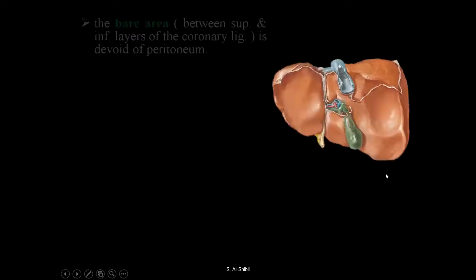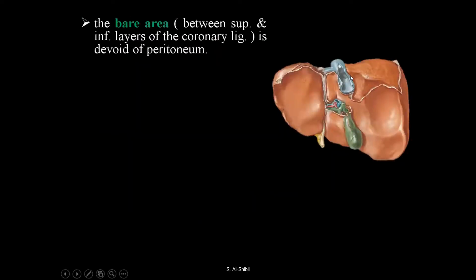Okay. Still, here we mention the bare area. This is the bare area, which is devoid of peritoneum and lies between the superior layer, or the upper layer, of the coronary ligament and the inferior layer of the coronary ligament. So this is the inferior layer of the coronary ligament, and this is the superior, or the upper part, of the coronary ligament.